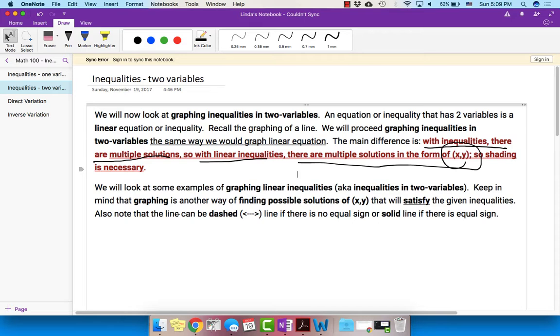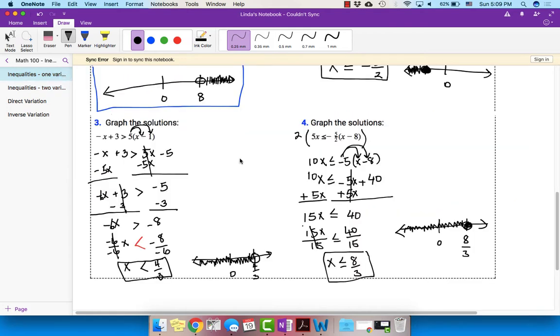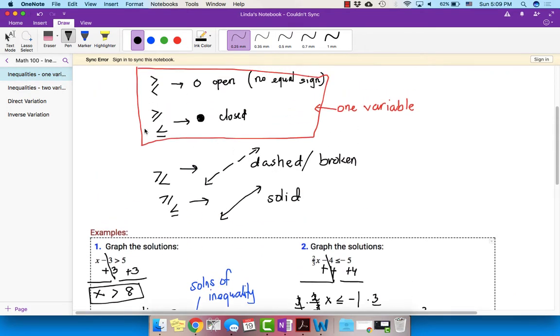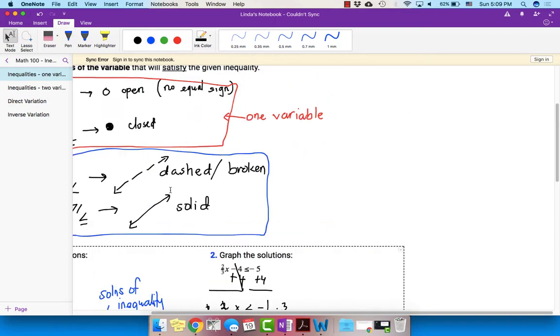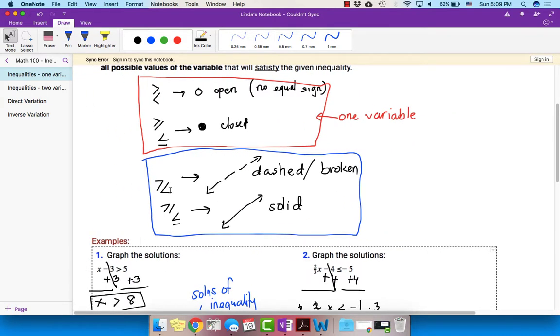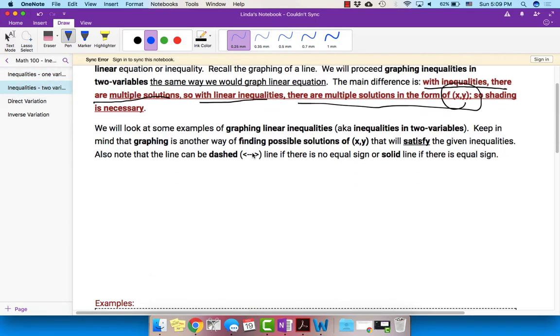So as I mentioned before, when you graph the inequality in two variables, you have to keep in mind the following. This is the expectation when you do the graphing of two variables. If you have a less than inequality or greater than inequality, it's going to be a dashed line or a broken line. And if you have the equal sign, it will be a solid line. So we'll look at those two and look at the examples closely.